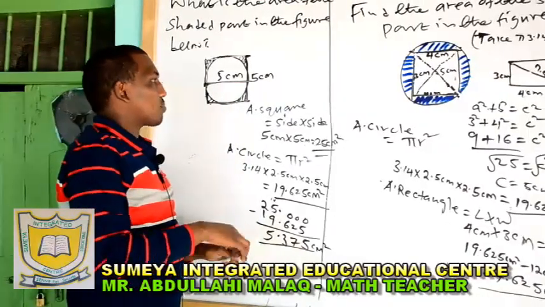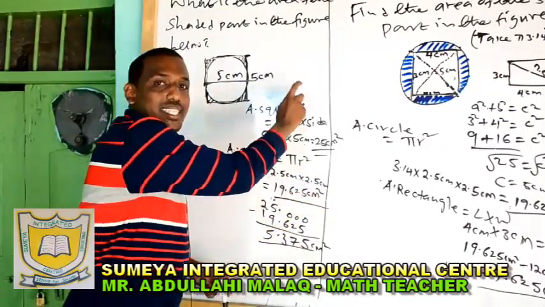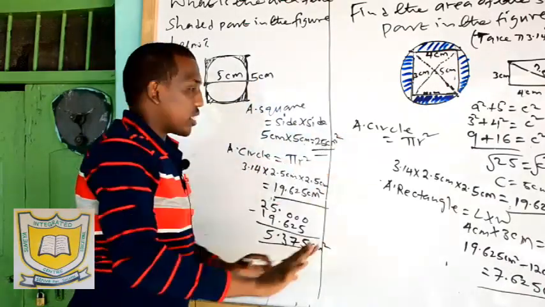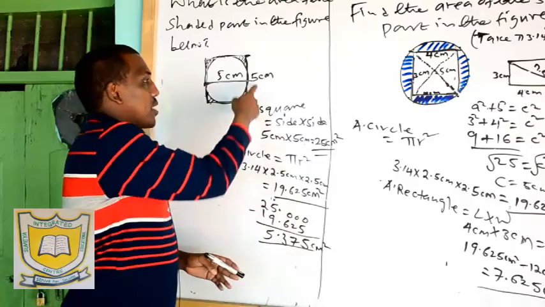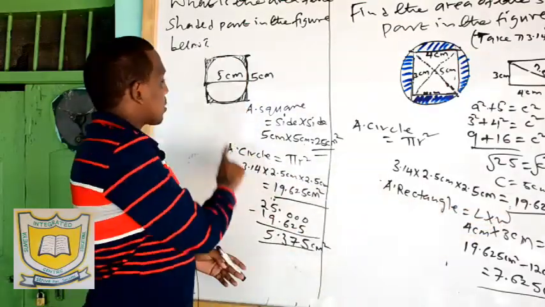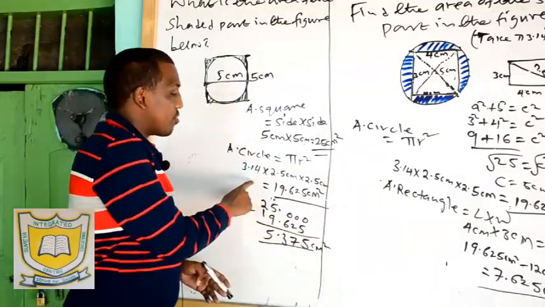So what you do, you get the area of the square. Side times side. One side times the other side. 5 times 5, 25 centimeters squared. Put it somewhere. What is remaining now? The side of the square is the same as the diameter of the circle. Diameter of the circle will be 5. Radius, you divide by 2, 2.5.